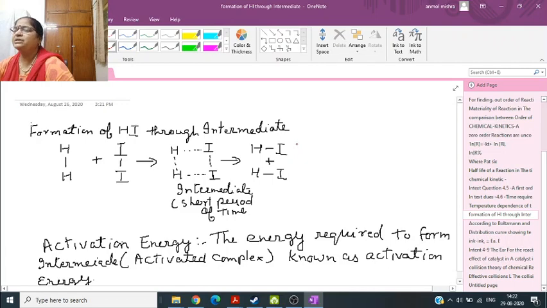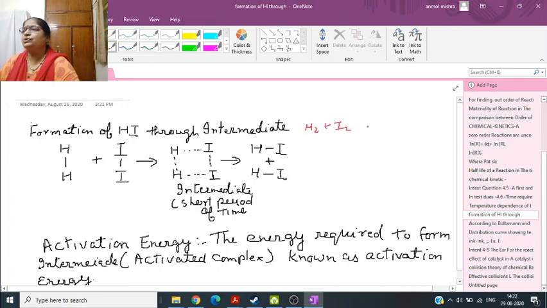Next, suppose H2 combines with I2 to form 2HI. How does it happen? A covalent bond is formed between H and I. To form a product, we require energy to break the bond. So the bond between H and H should be broken and a new bond should be formed between H and I.